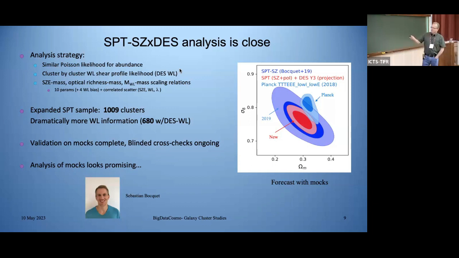What he was willing to give me was this little red contour, which is created from analysis of mocks that are informed by the actual new SPT sample and DES weak lensing. This is his 2019 result, and here is, if we're lucky, what the new result will look like. So it should be quite interesting and especially important in this issue of whether there's a primary CMB local structure formation tension.